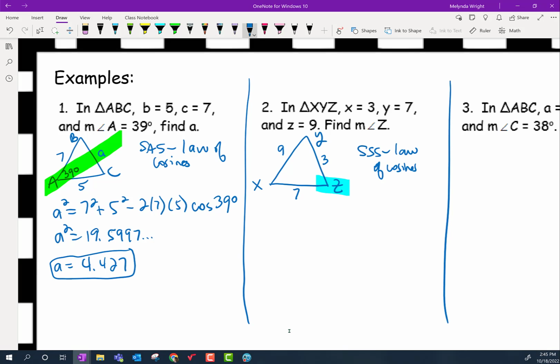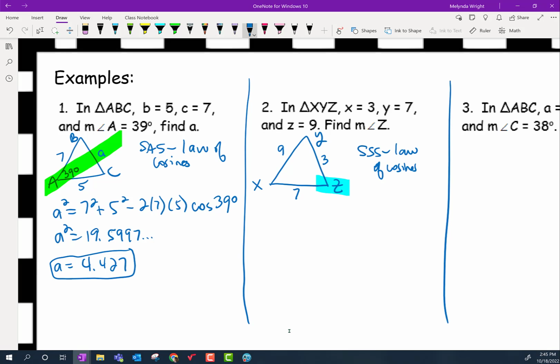Even if they didn't tell me to find angle Z, I would want to find it first anyway. Why would I want to find that one first with law of cosines? Because it's the biggest one. We can trust law of cosines with the biggest angle. We can trust it. Once we find that, we can use law of sines, anything, as long as we want, but we can't trust the biggest angle with law of sines. So I would do that one anyway.